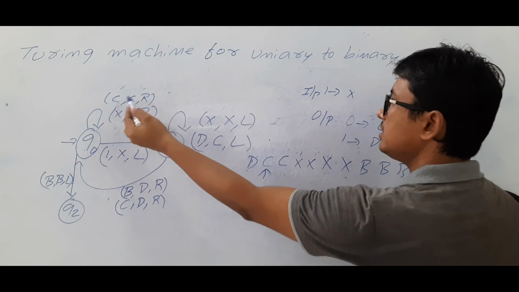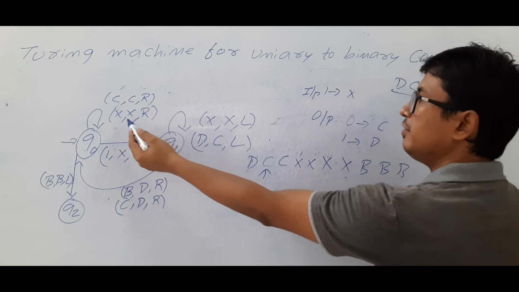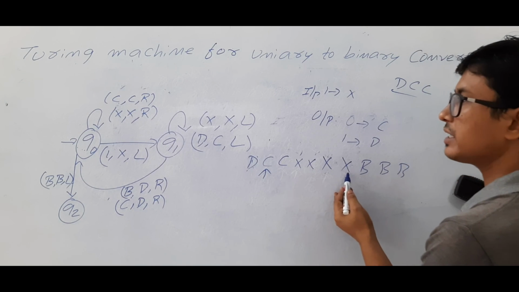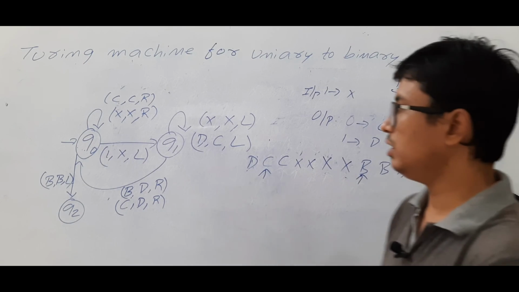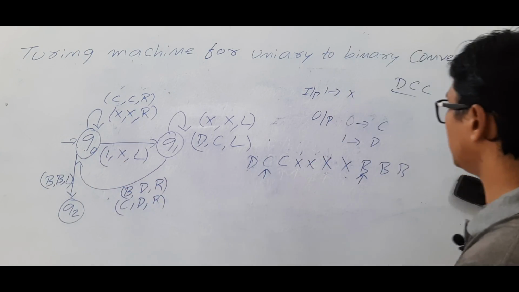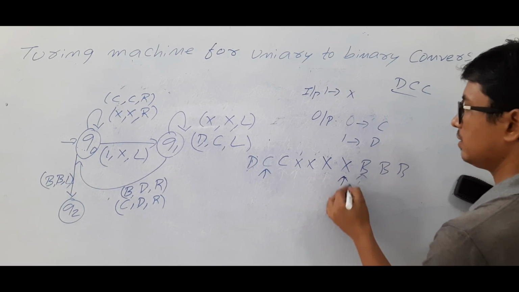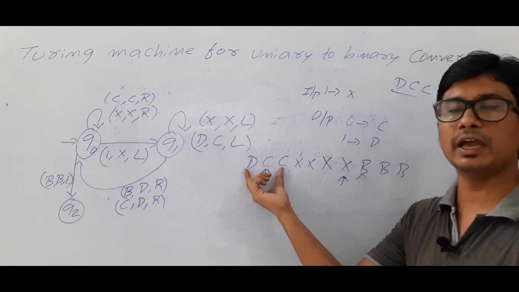If you see any C's, they are saying that you make it as C, keep on moving to the right. And if you see any X, make it as X, keep on moving to the right. Finally, you will be here. So, Q0 on blank, keep it as a blank, move to the left. I am moving here. And I got the Q2. So let's see what is the output I got. Here I have the output.